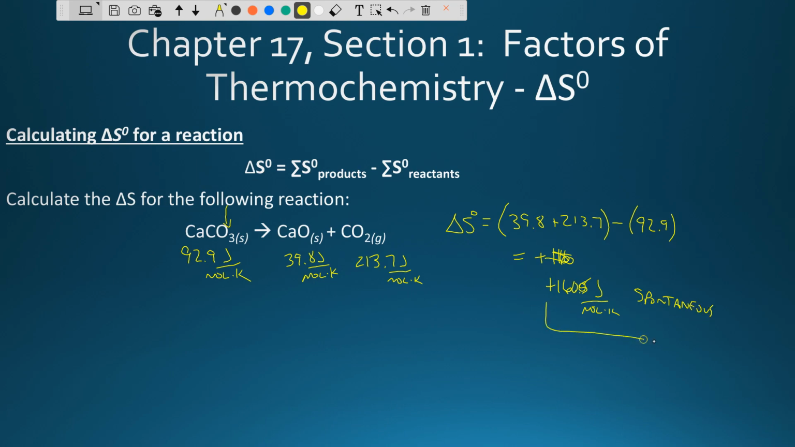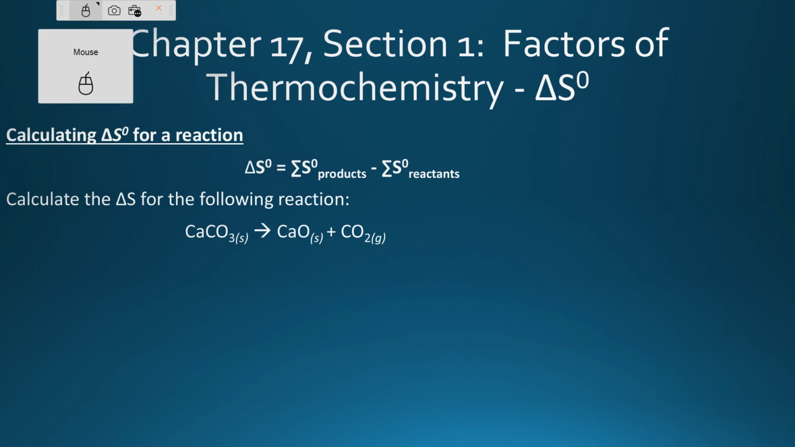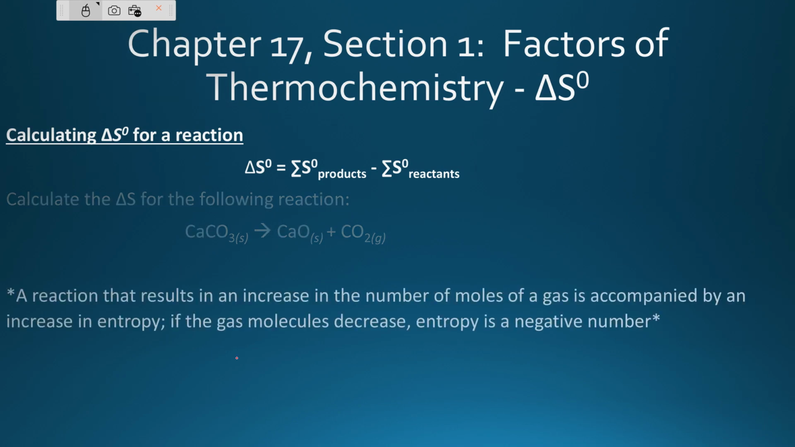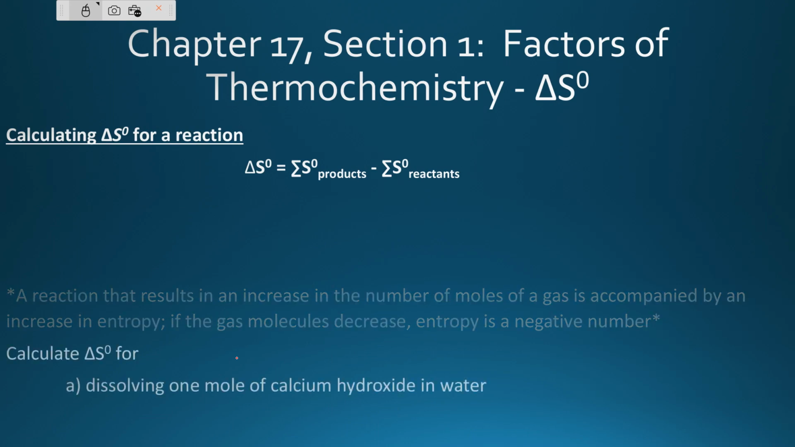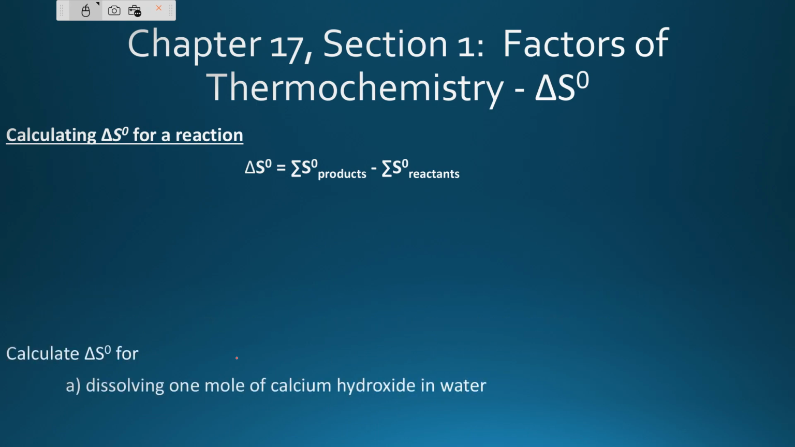Just because I can't write doesn't mean that we can't interpret it. That's a 160.5. All right, so that's all we need to be doing. Pretty easy problems. I don't think you'll have any problems with that, okay? Now, a reaction that results in an increase of moles of a gas is accompanied by an increase in entropy. If the gas molecules decrease, we would expect that it's going to be going down in value. That's a negative number. Okay, so let's take a look at 1 mole of calcium hydroxide in water.